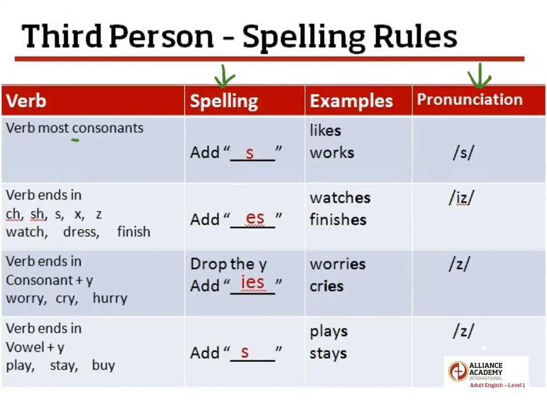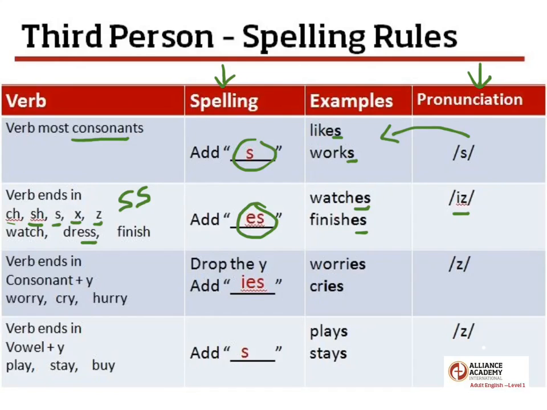If the verb ends in most consonants, we just add an S. For example, likes and works. And again, the sound is like an S. Okay, you can imagine a snake or something. However, if the verb ends in CH, SH, S, X, Z, or I'm going to put here SS as well, like this example, we need to add ES to the end of the verb for third person. For example, watches and finishes. And it is a very different sound when we pronounce it. It is the iz sound. Okay, it almost sounds like the Z.